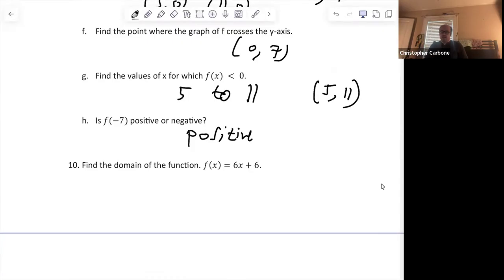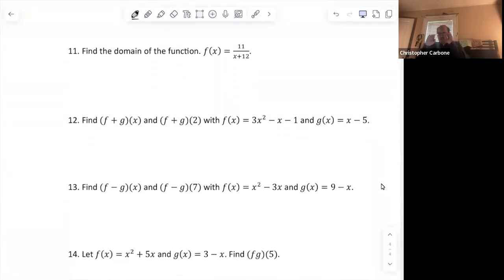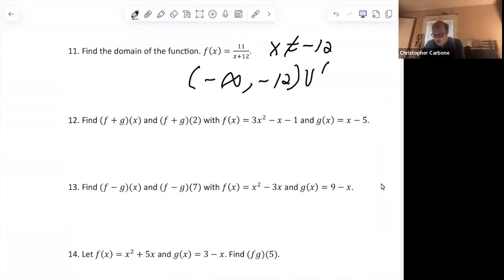Number 10, what's the domain of 6x plus 6? That's a polynomial. This would be negative infinity to infinity. Number 11 was the domain of 11 over x plus 12. We cannot have a value of x to be negative 12. So negative infinity to negative 12 parenthesis union negative 12 to infinity.